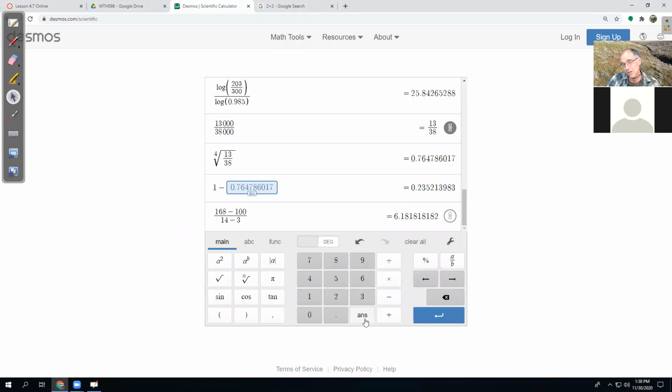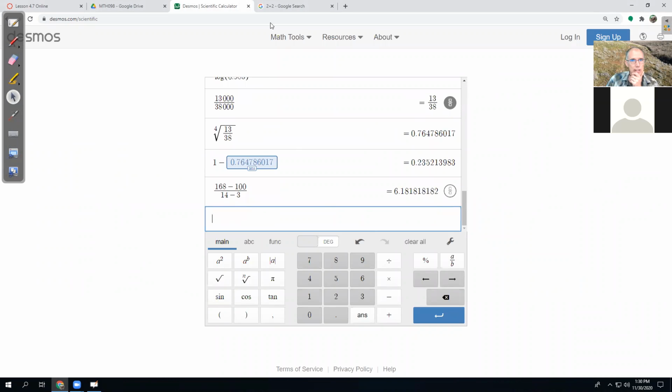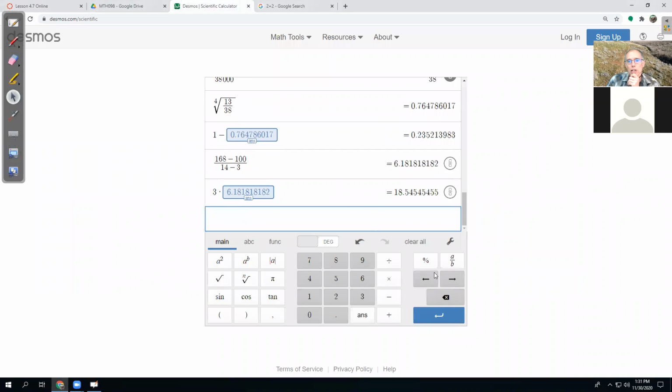And again, a lot of calculators have that previous answer button, so I could take advantage of that too. So let's do that. New line. Google and Desmos do this, as do most others. So I want to know what is 3 times that slope, which is my previous answer. And I get 18.54545455. And then we're going to subtract that to the other side.